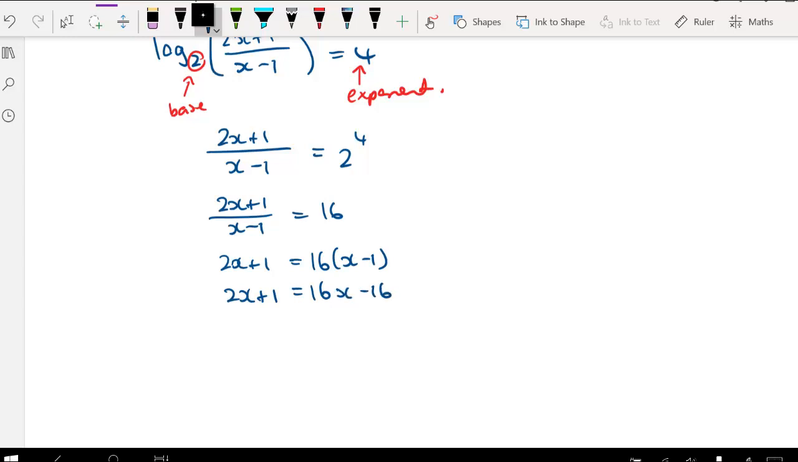We can subtract 2 from both sides, and we get 1 is equal to 14x take 16. Add 16, and we get 17 is equal to 14x, and then by dividing by 14, we get x is equal to 17 on 14.